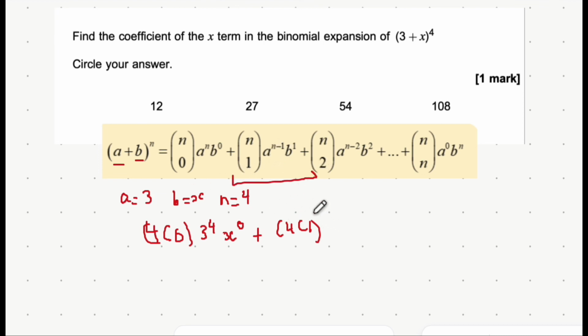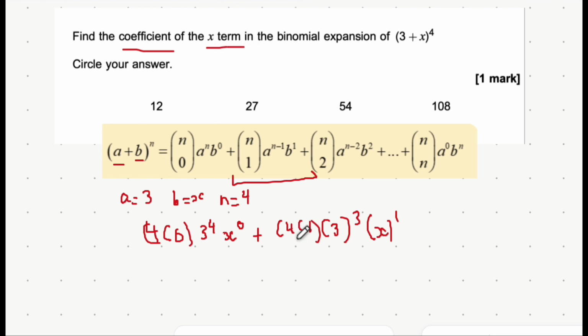So if we do a, which is 3 to the power of n take away 1, which is 4 take away 1, so that's 3, multiplied by b, which is x to the power of positive 1. If we now expand this out, that will give you the coefficient before the x term, because x to the power of 1 is x. If we go on and on, the next term is going to be the x squared term, because b is going to be squared. So we don't need to do that for this question. We're only interested in the coefficient of the x term.